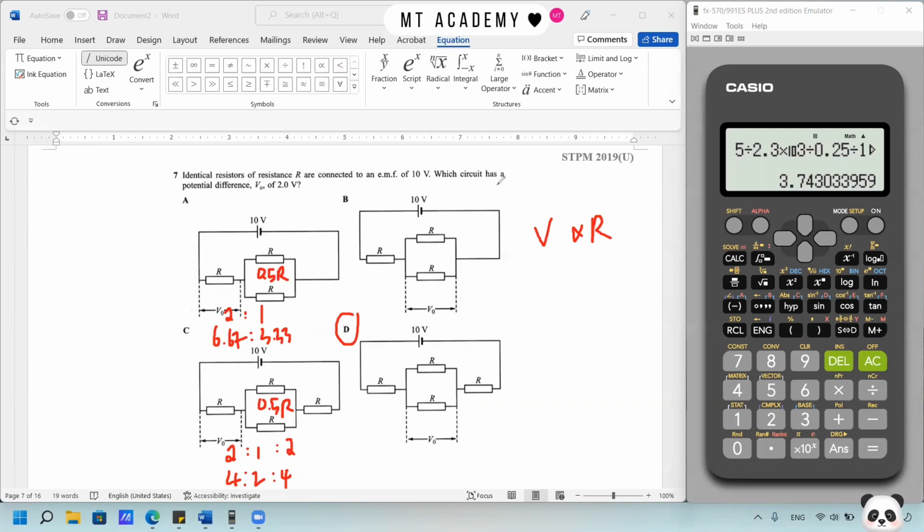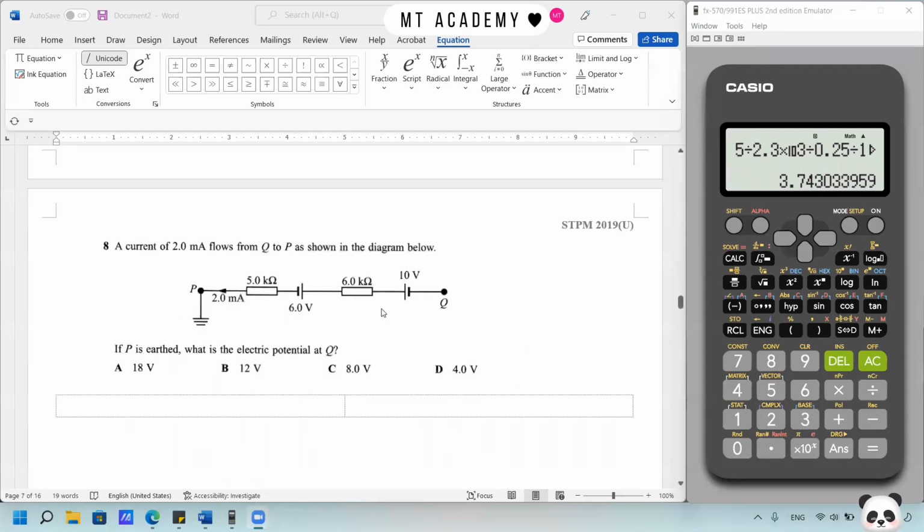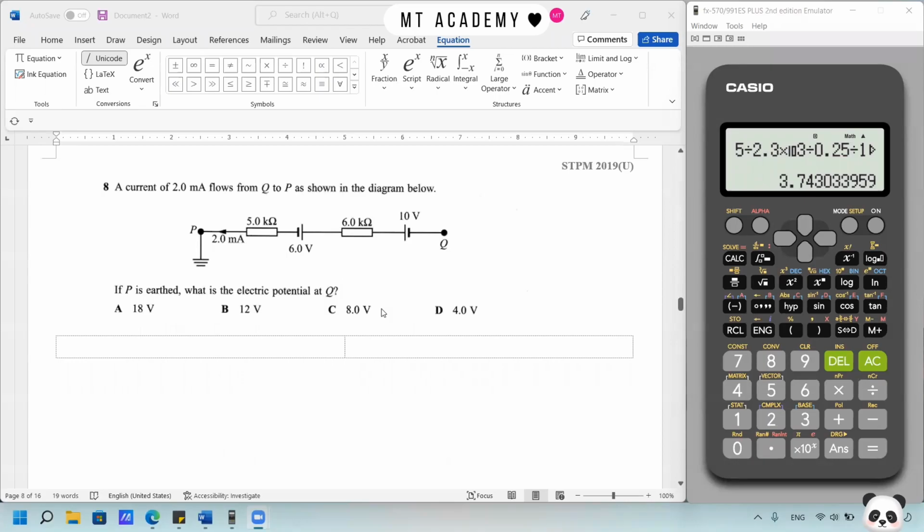So we're going to question number 8. This is quite interesting. A current of 2 milliampere flows from Q to P as shown in the diagram below. If P is Earth, what is meant by Earth is that it can also be known as neutral. The electric potential at P is equal to 0. That is what is meant by Earth. What is the electric potential at Q?